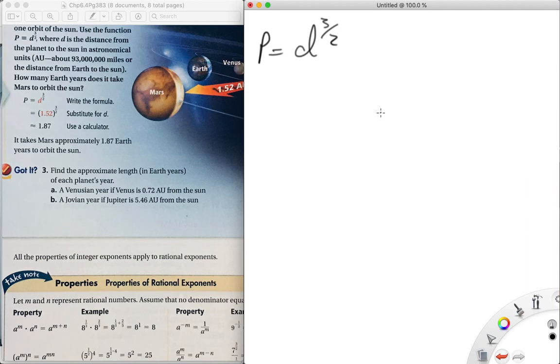It's used a lot in astrophysics. So for part A, they give me that the distance is equal to 0.7 astronomical units, AU. So that's going to be 0.7 raised to the 3/2. It doesn't matter which order you do it. So if you grab a calculator, you have 0.7 and you square it, then you cube root it.